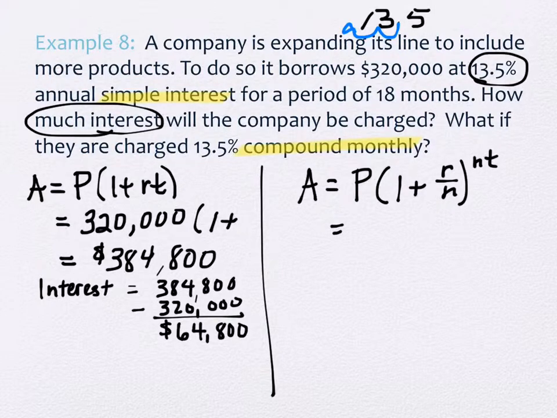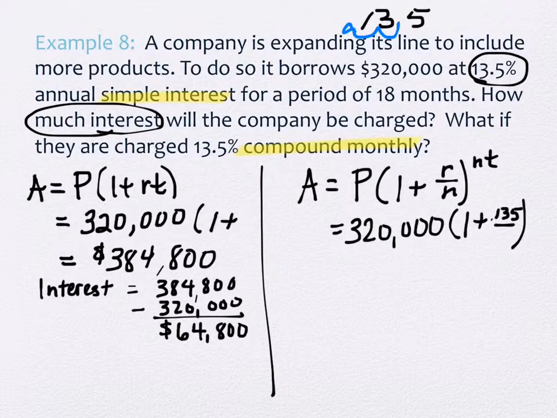Okay, the P is the same as before, 320,000. What is R again? 0.135. Okay, N we haven't discussed yet. What would N be now? No. Good try. I know why you're saying it, but think again.